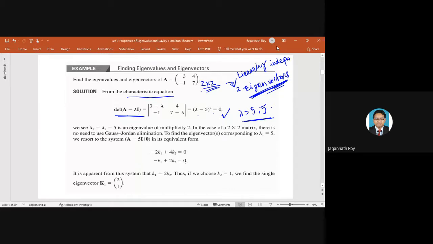So here, if you try to find the eigenvector, you have to take A minus lambda I, where lambda is 5, make it 0, and solve it to find the eigenvector. So this is a system of linear equations, an augmented matrix. You don't need to do the Gauss-Jordan elimination because this is a 2 by 2 system, so directly we can solve it. So this is one eigenvector.